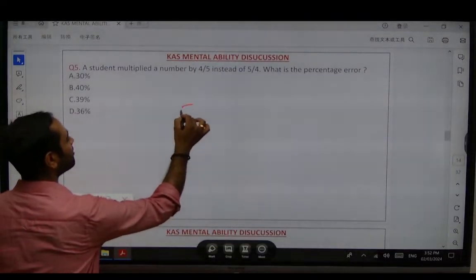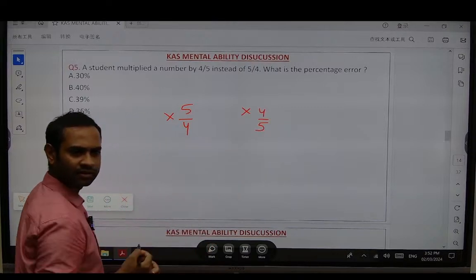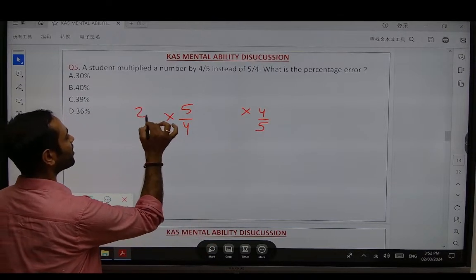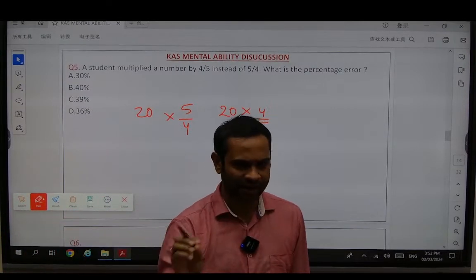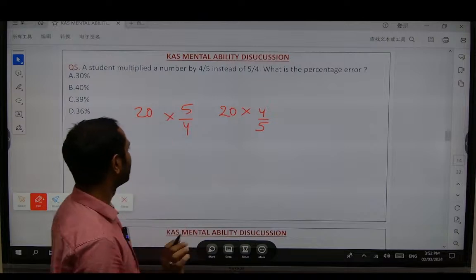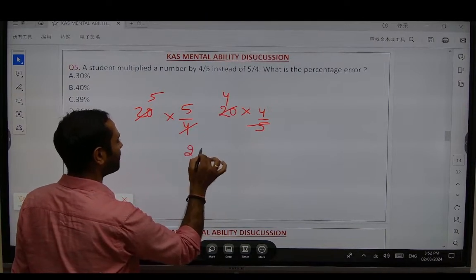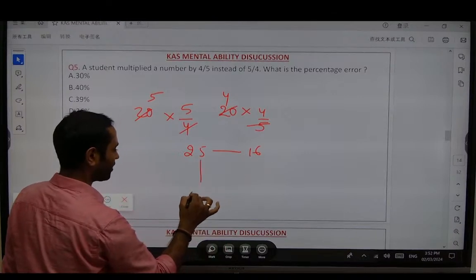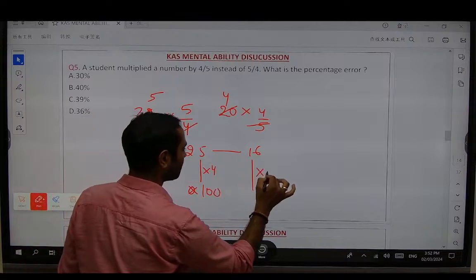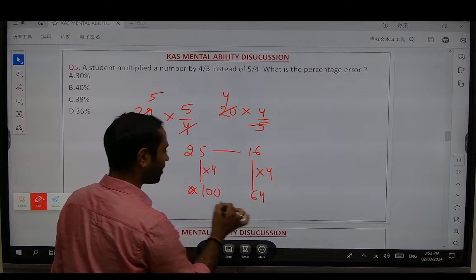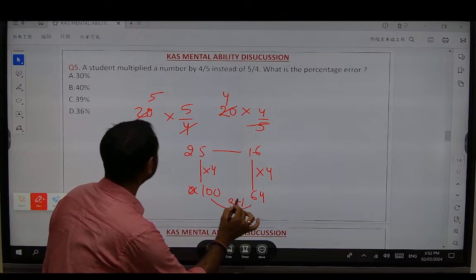See, 5 by 4, basically he had to multiply. Everybody got it, right? So the number you must have taken is 20. You can take 20 or a multiple of 20, that does not matter, but the minimum value should be 20. Now this is 5 times and this is 4 times. So this will be 25, this will be 16. But if you want to make your life simpler, multiply by 100 and here also multiply by 4. So make it 100 and make it this. So what will be the difference? It is 36%. That's all.